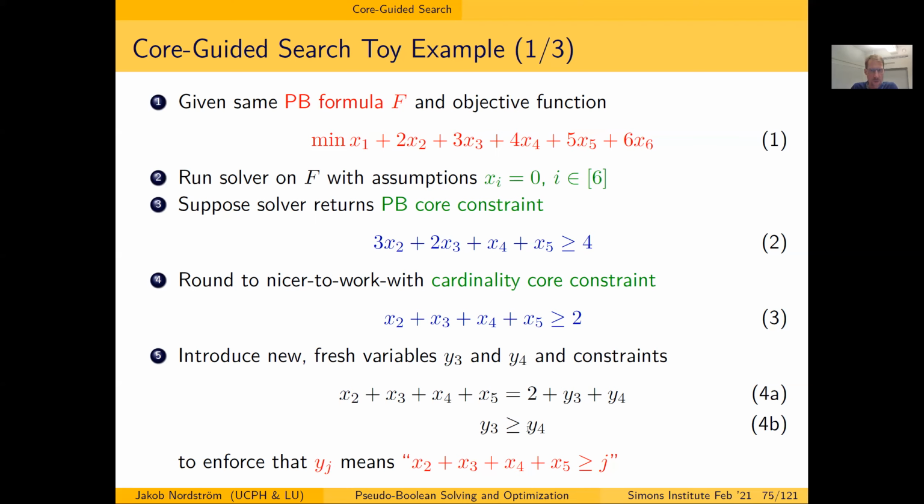And now if you think about it for a second, you realize that these constraints 4a and 4b actually enforce what I wanted it to enforce, namely that yj is true precisely if the sum of x2 up to x5 is greater or equal to j.